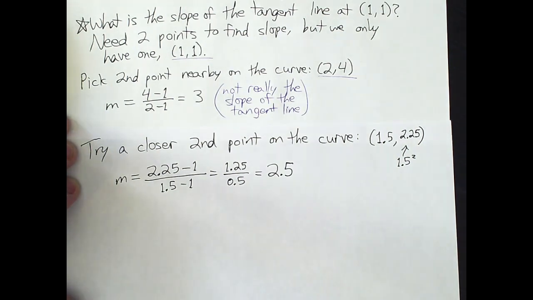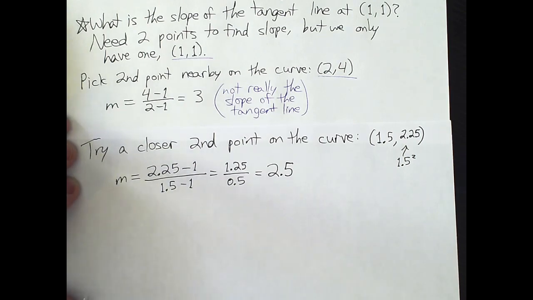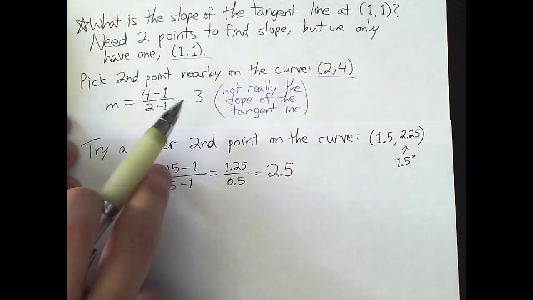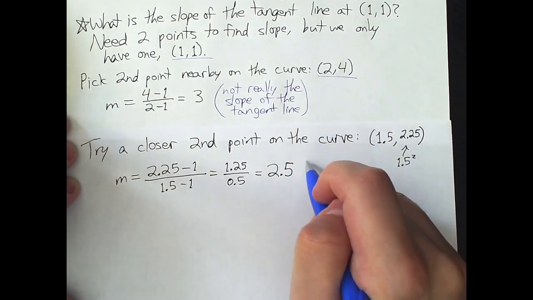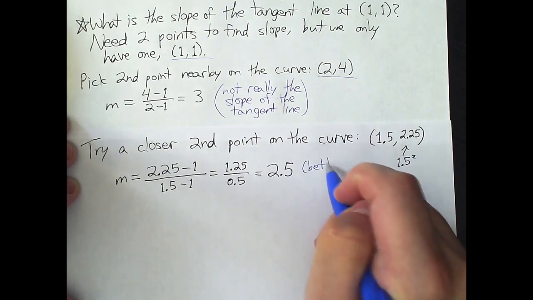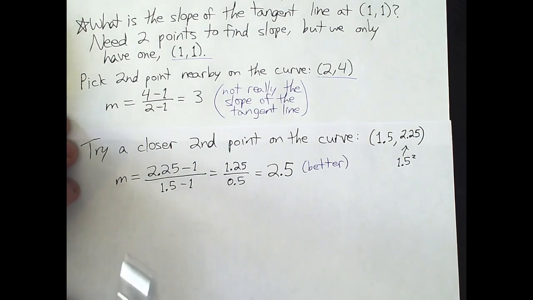Now, remember a minute ago when we were looking at the 3 that we found and looking at the picture, I said the 3 seemed like it was a little bit too big, that the actual slope of the tangent line was probably a little smaller. So I'm going to say the 2.5 that we got is better, but it still might not be exactly the slope of the tangent line.